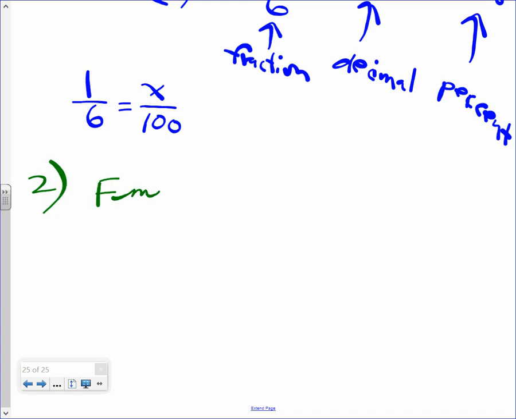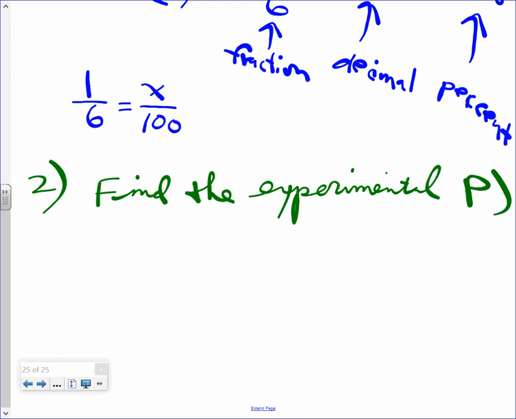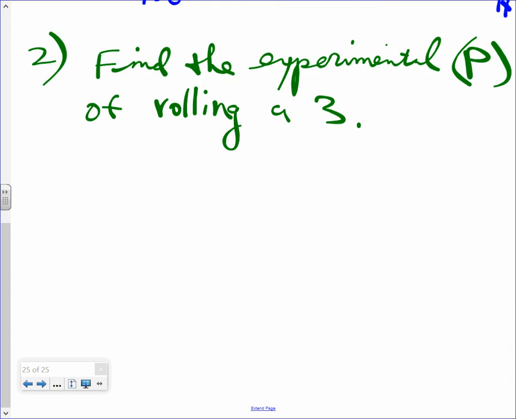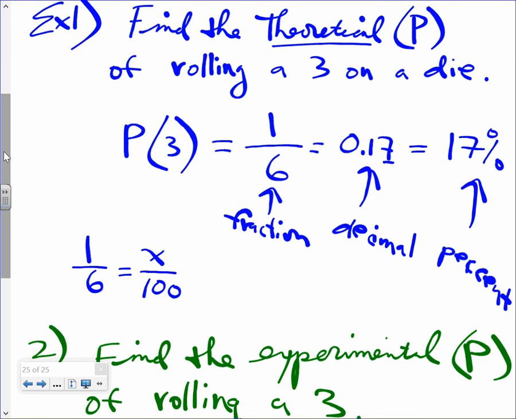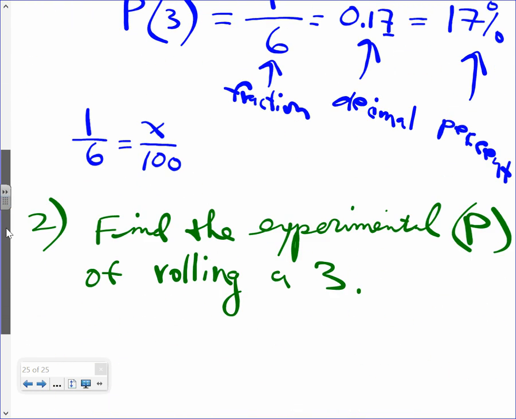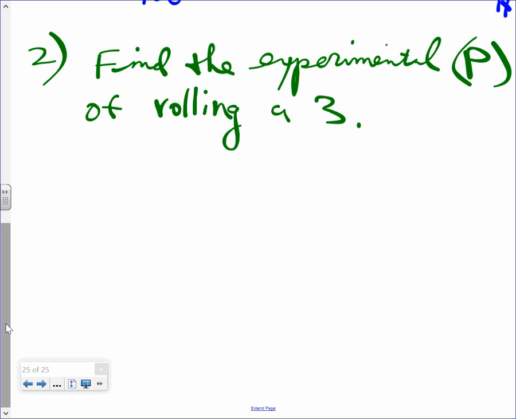Find the experimental probability of rolling a 3. So we did a theoretical in our minds of rolling a 3. It became 1 out of 6 or 17%. Now, experimental means actually doing the rolling, getting a dice in your hand, rolling it, and figuring out how many times it lands 3 out of how many trials.